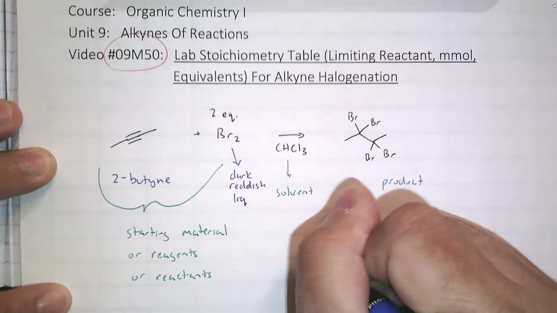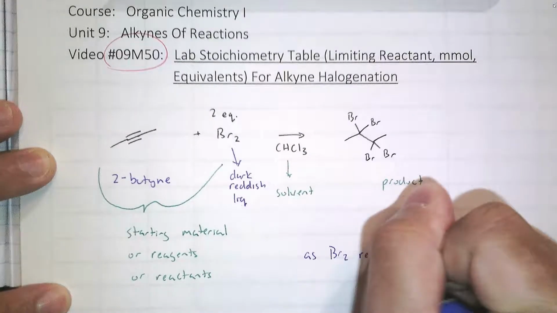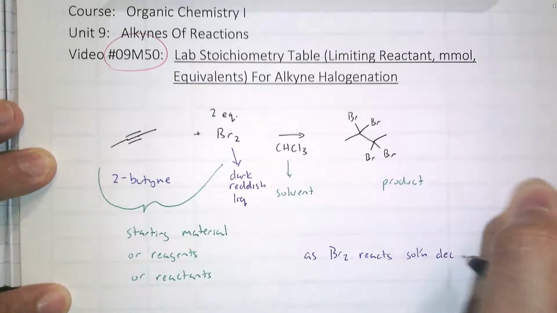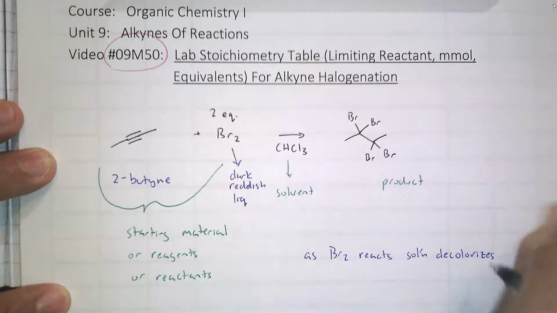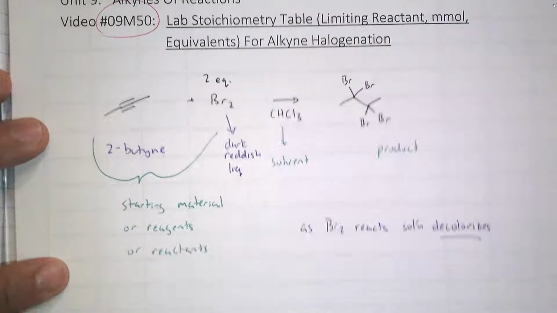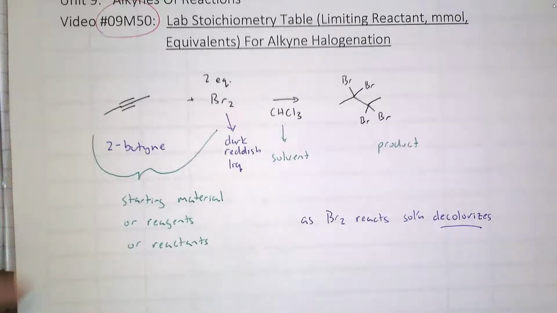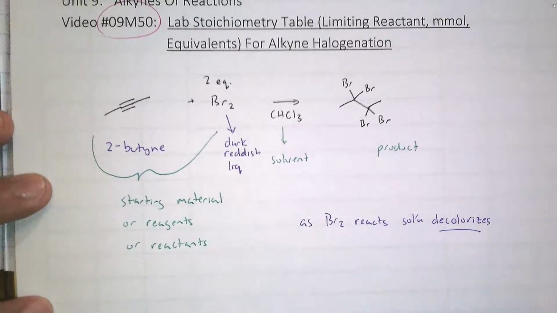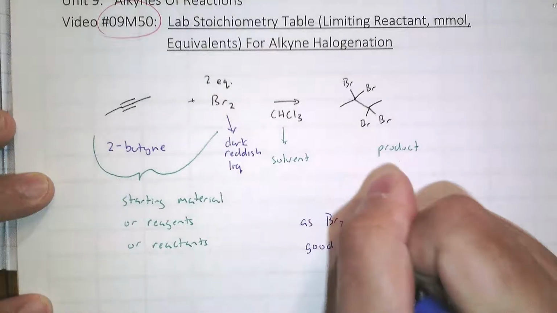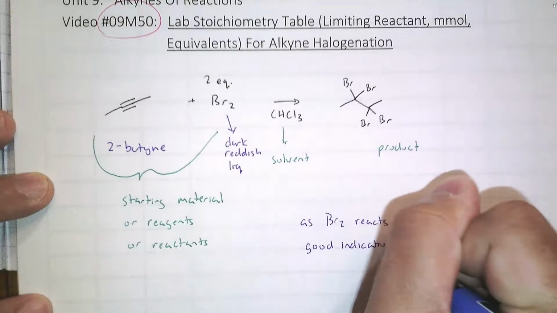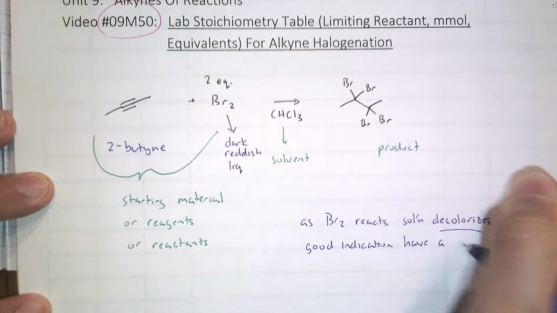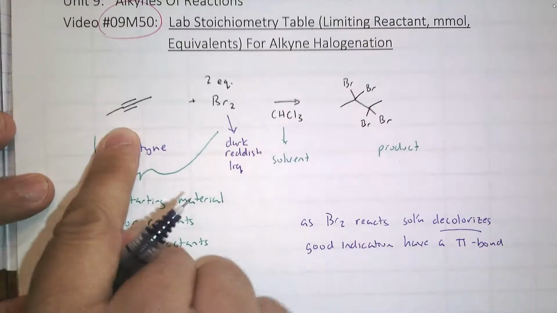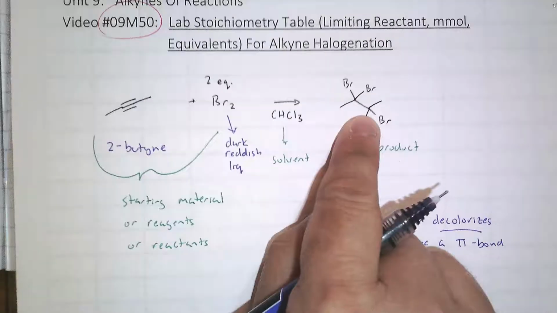So as Br2 reacts, the solution decolorizes. I want people to understand that concept. And you could tell if it starts to get lighter, that's a good indication that you have a pi bond, that you are reacting. Okay, and when all the pi bonds are reacted, you have an alkane, right?